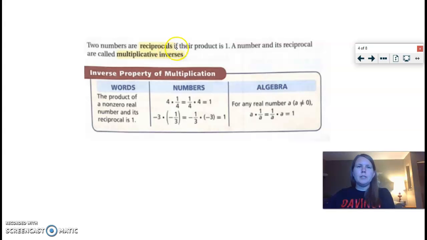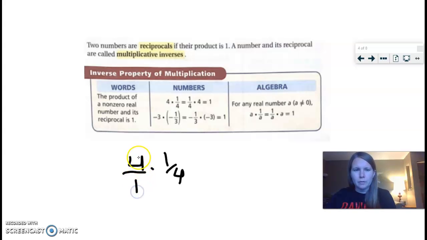Alrighty, so it says 2 numbers are reciprocals if the product is 1. A number and its reciprocal are called multiplicative inverses. I usually just say your inverse. That's what we were talking about with the 8 on the top and the 8 on the bottom of that 5/8. If you have something like 4 and 1/4, when you multiply those together they give you 1, because 4 is the same as 4 over 1, times 1/4. You multiply across: 4 times 1 is 4, 1 times 4 is 4, and 4 over 4 equals 1. That's what they're talking about with this multiplicative inverse.